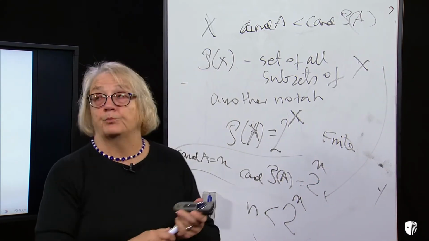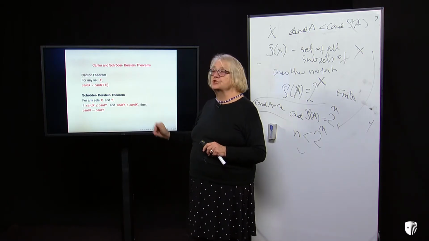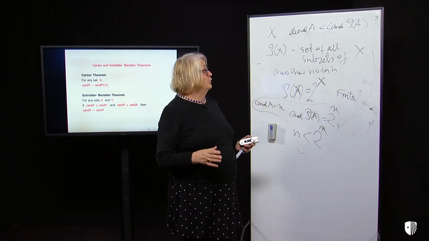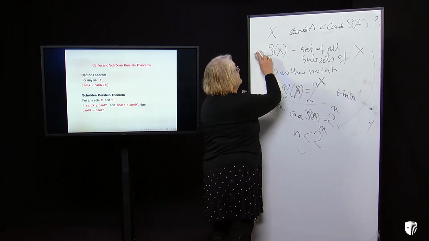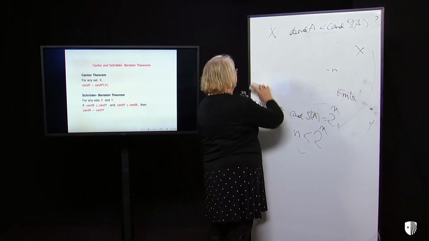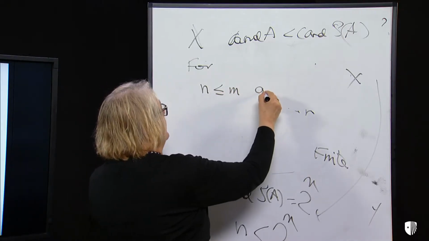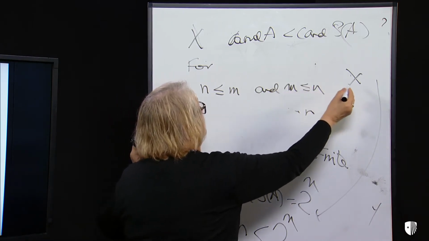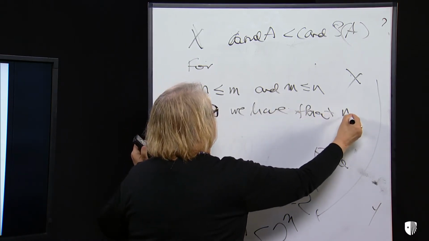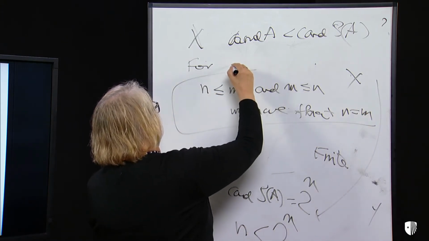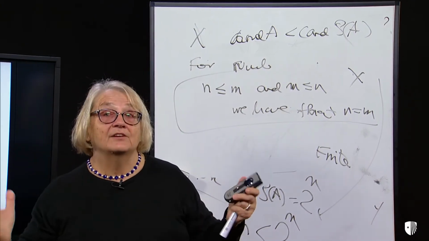And Cantor proved that it holds for any infinite set. Also, Schroeder-Bernstein proved that those cardinalities, which they called cardinal numbers, behave in a similar way as numbers, right? We know for numbers, if you have n less or equal to m and m less or equal to n, then n equals m, right? So our numbers behave like that. Numbers are cardinalities of finite sets.